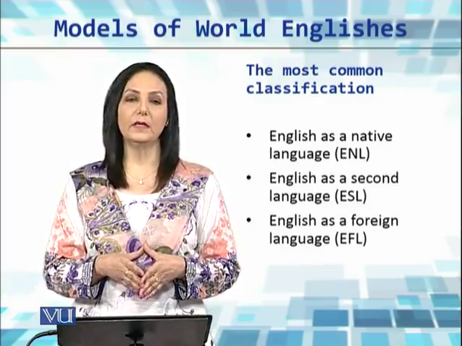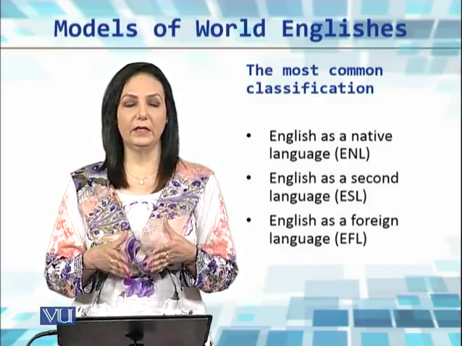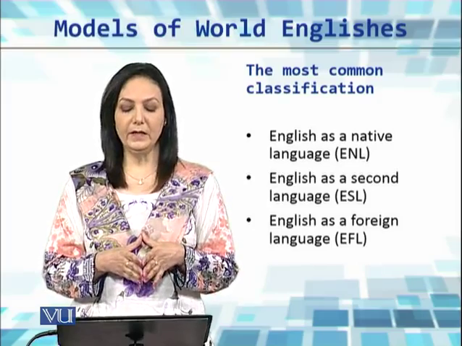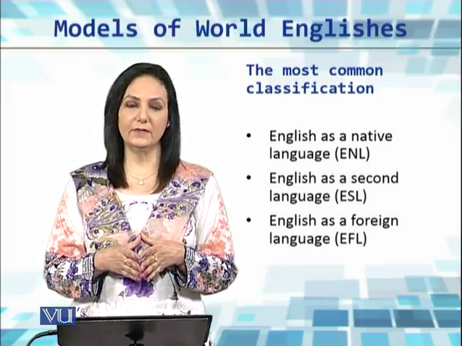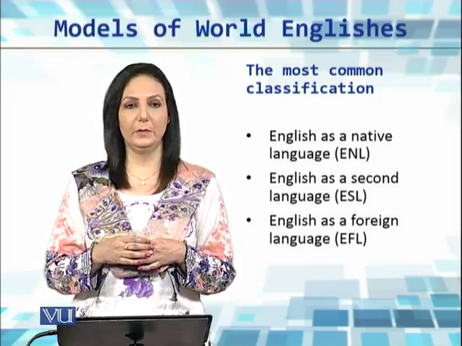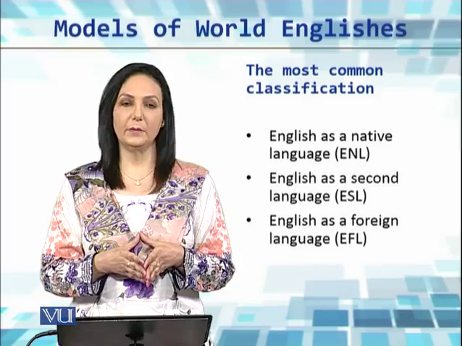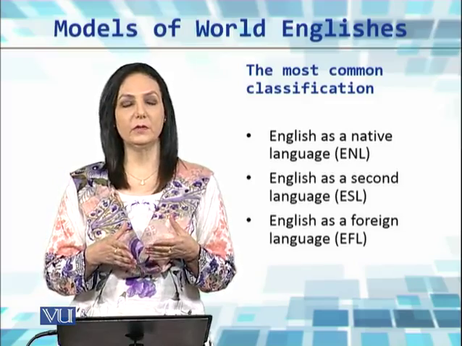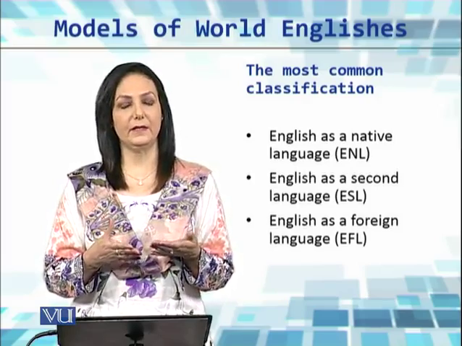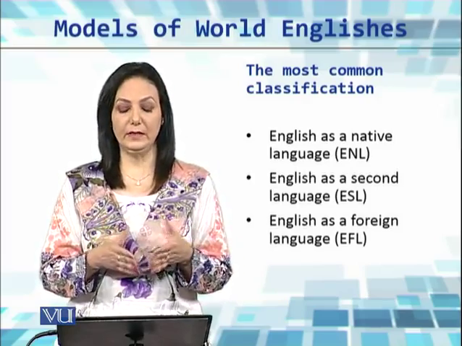The most common classification that we have of English, and that we have already briefly discussed earlier, is that of English as a native language, English as a second language, and English as a foreign language. English as a native language is used in countries where English is used as the first language, for example, England, America, Canada, New Zealand, Australia.